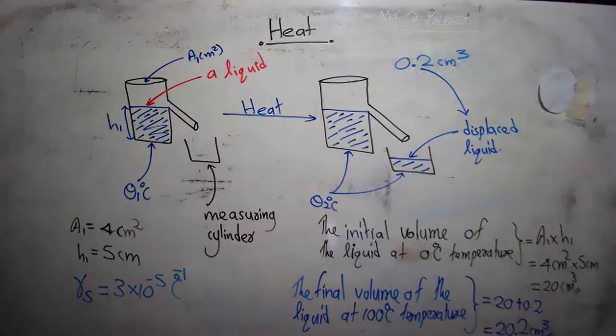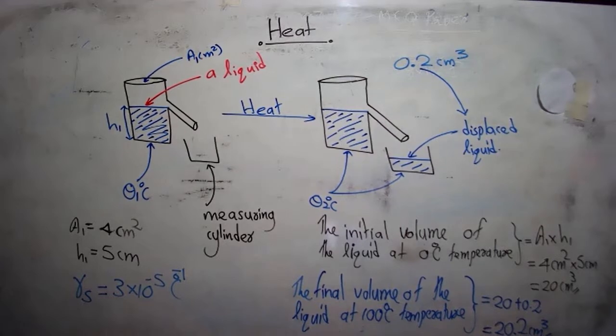I have said that if it is assumed that the vessel is not expanded, the final volume of the liquid should be equal to the summation of the initial volume of the liquid and the displaced volume of the liquid. Okay, dear?